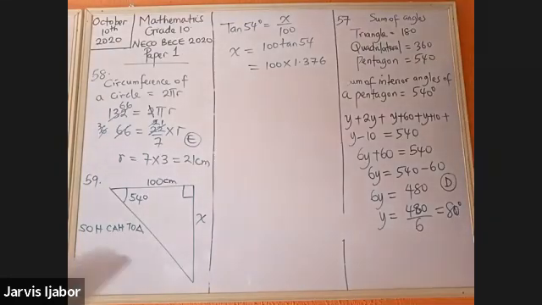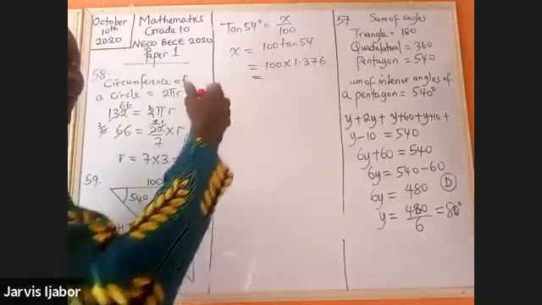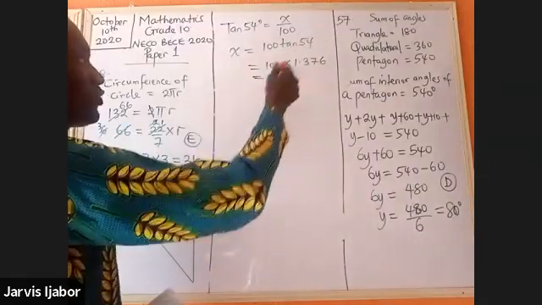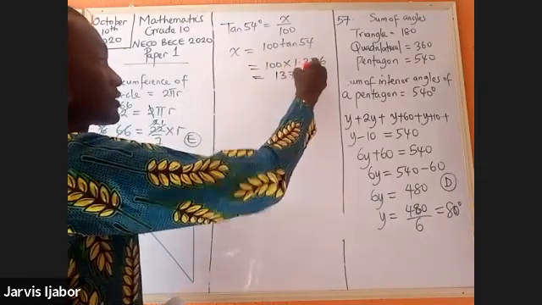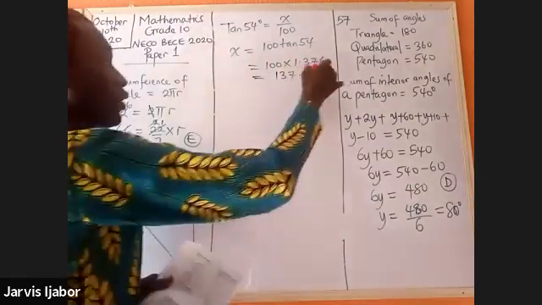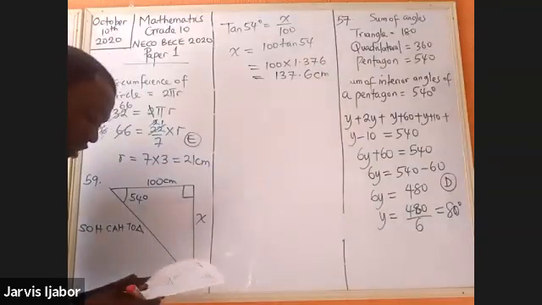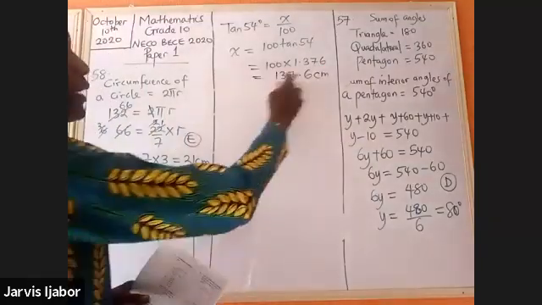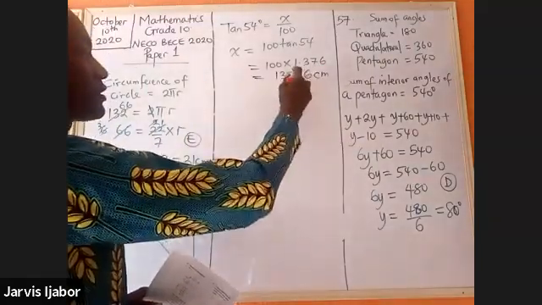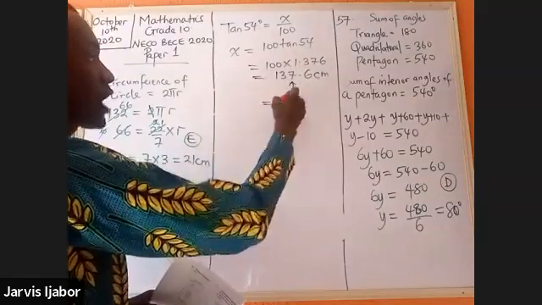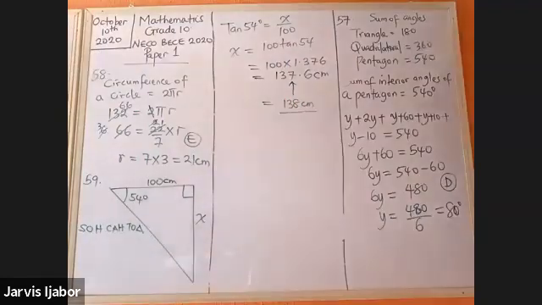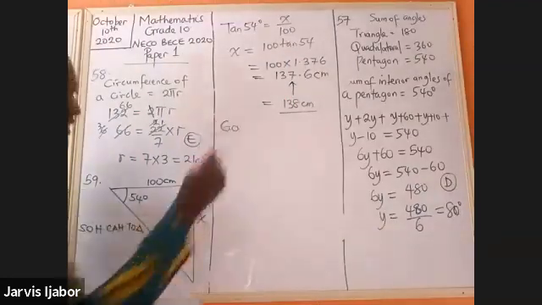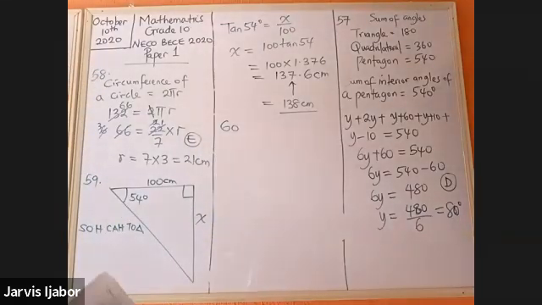Now, when you multiply by tens, what you're essentially doing is moving decimal places. So this will be equal to 137.6. But remember that you are told to approximate to the nearest whole number. So this is the digit of interest, the digit causing the approximation. So that will be 138 centimeters. All right. So that will settle that. So let's go to question 60, which is the last question for this segment.